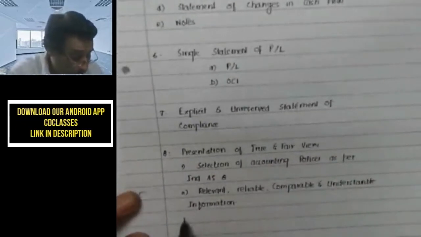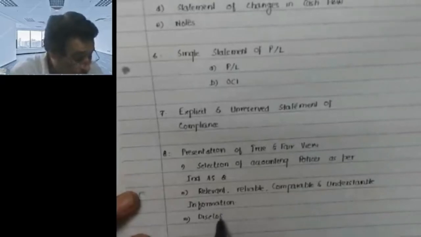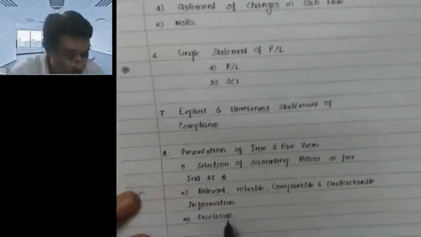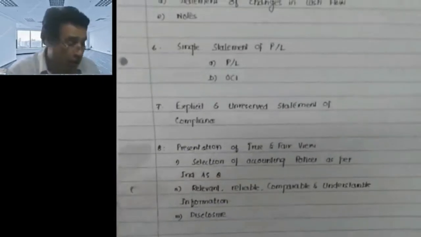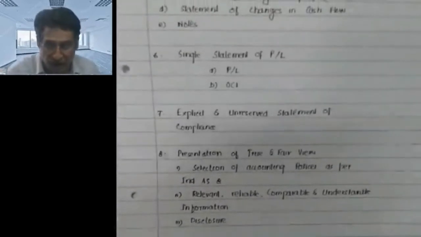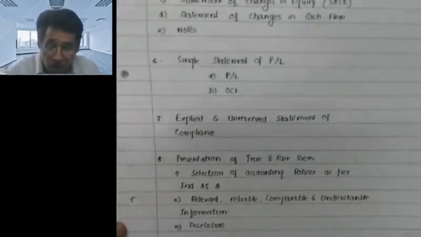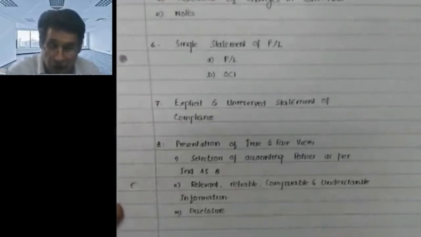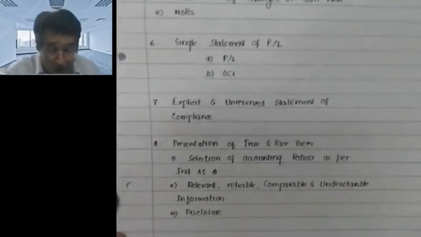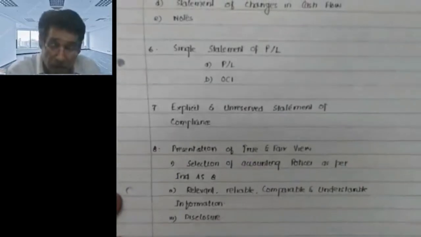Correct. Then disclose. In order to provide any additional information, we may need the disclosure aspect. So when we say true and fair view, that means the entity is selecting its policies in the light of Ind AS 8, because it is Ind AS 8 which gives a lot of guidance on how an entity should select the accounting policies. And whatever policies we have selected and applied should be capable of providing relevant, reliable, comparable information, which is understandable.